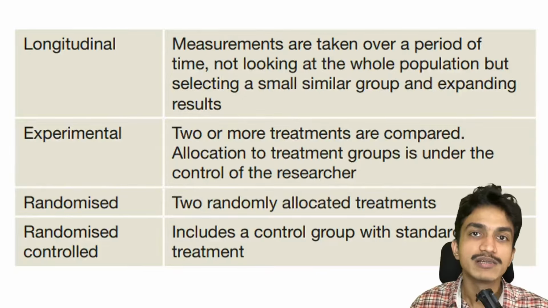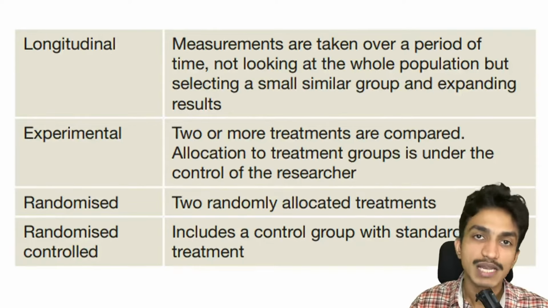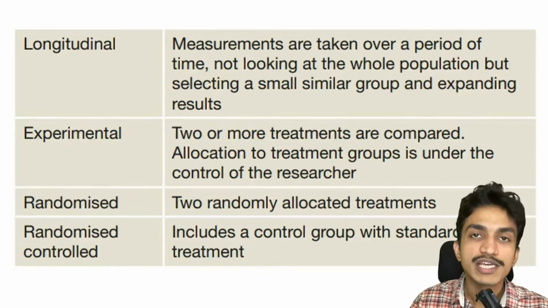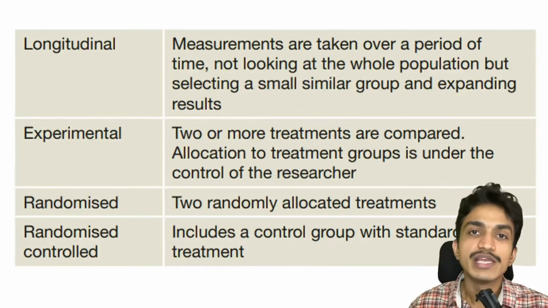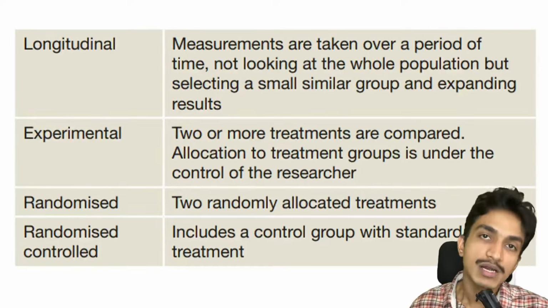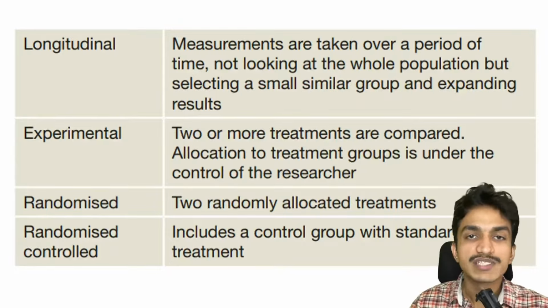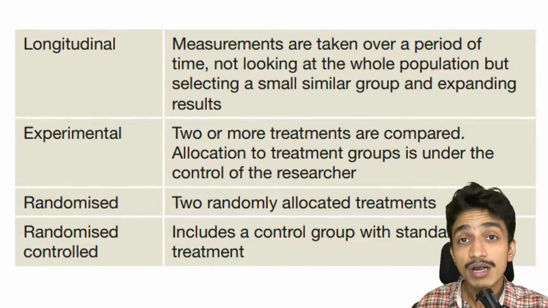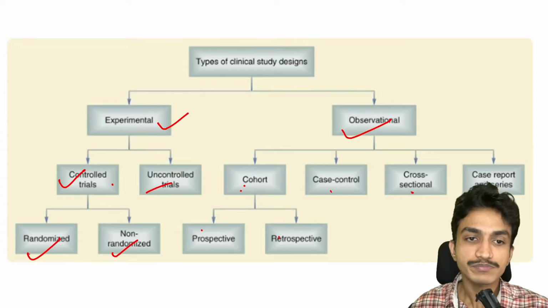What is experimental? Either a surgery or a drug or a diagnostic test is studied, and the two are compared. We do a blind study wherein allocation depends either on the researcher or it is a totally blind study. Randomized is we randomly allocate two treatments and then we compare them. Randomized control is that we also have a control group. Randomized study is that we just give two treatments to a population and we study the results. Randomized control is we give the treatment and we compare it with a control group wherein they don't undergo any treatment or they undergo a treatment which is already approved.